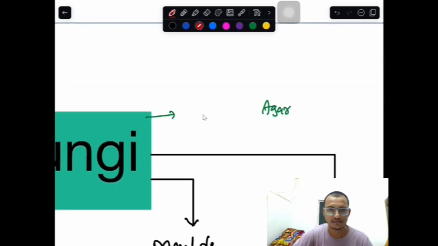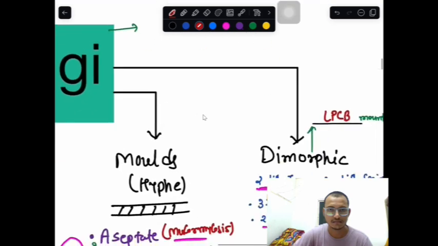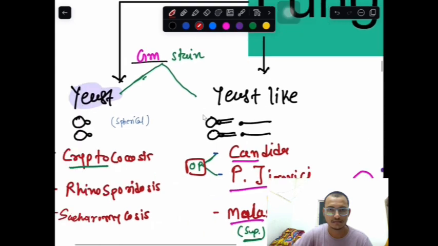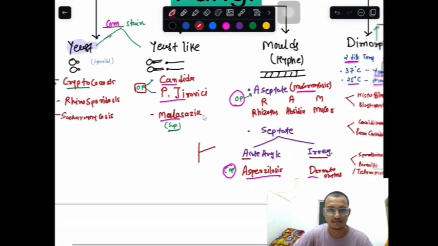And we culture it on SDA agar, Sabouraud dextrose agar. Which agar? Sabouraud dextrose agar. If they ask on which agar we will culture all the fungi, it is SDA agar. We grow hyphae, the molds or the dimorphic fungi, at 25 degrees Celsius. So LPCB mount for hyphae. How will we see the yeast and yeast-like fungi? Gram stain, right?